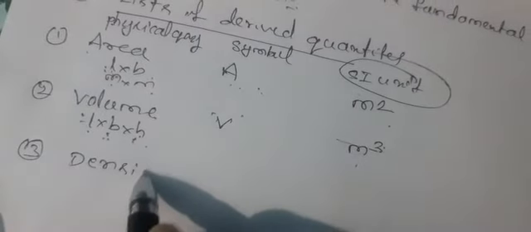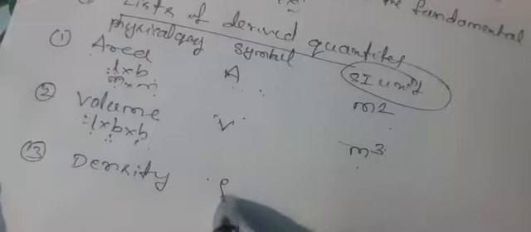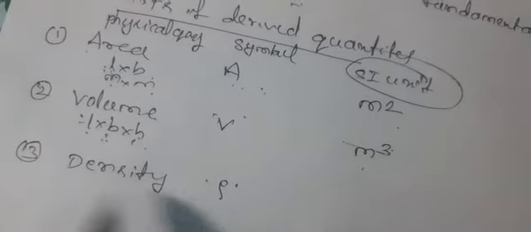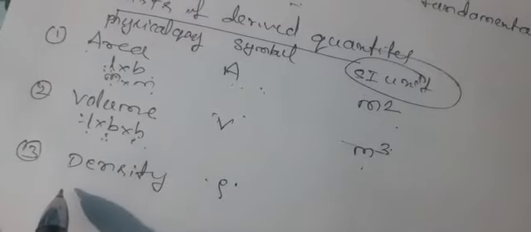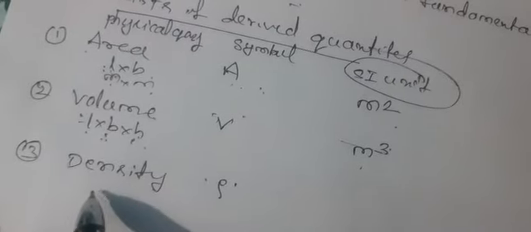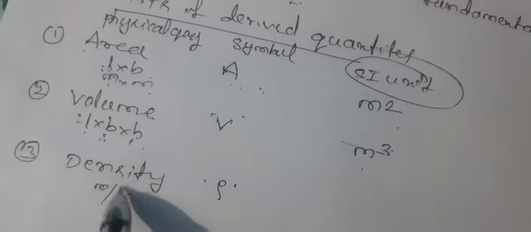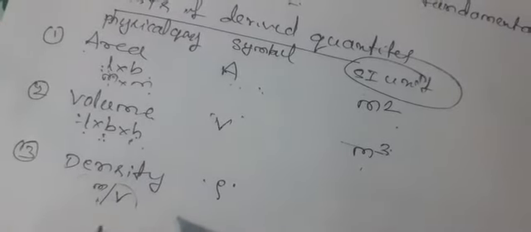Density. The symbol is sigma rho, not P. That is a rho, a bending shape. Density is defined as mass by volume. The ratio of mass by volume is called density.